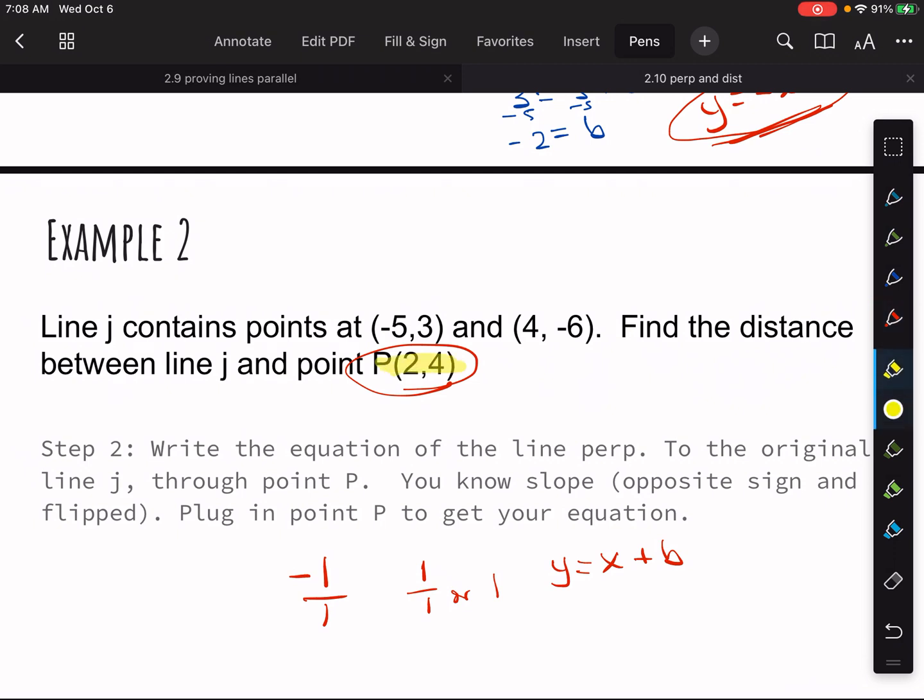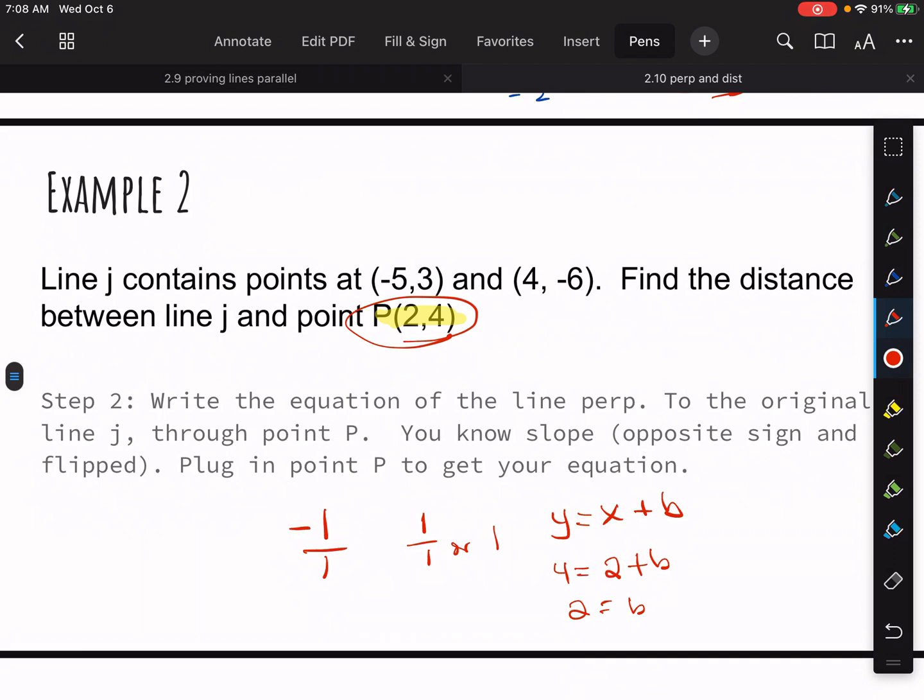To do that, I'm going to use my point that is given. So this is where this part comes in. I'm going to plug the 2 and the 4 in. So 4 for y is equal to 2 for x plus b. If you subtract 2 from both sides, b is equal to 2. So now I have an equation for this line, which is y equals x plus 2.